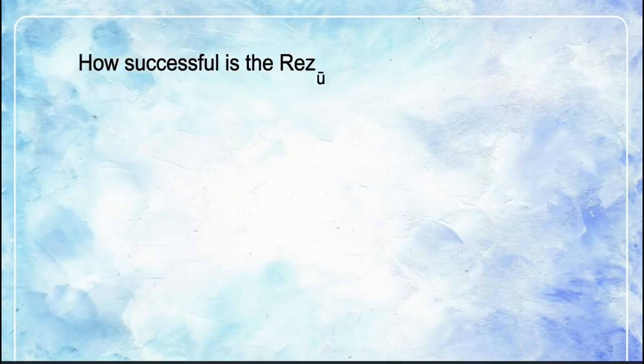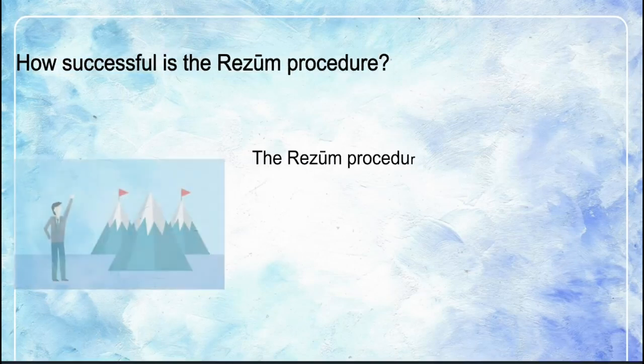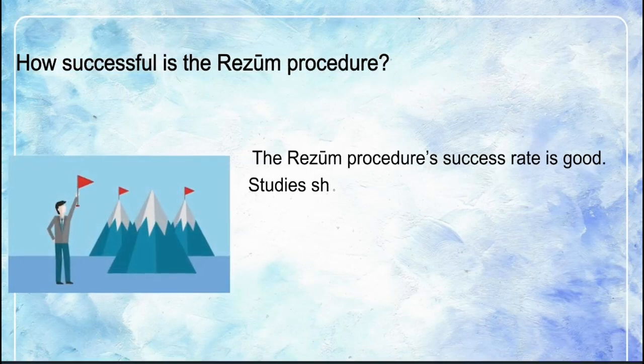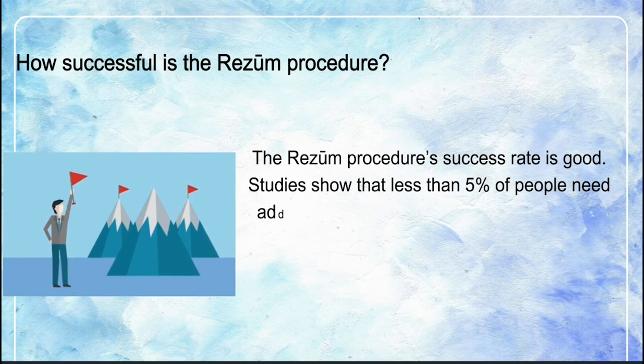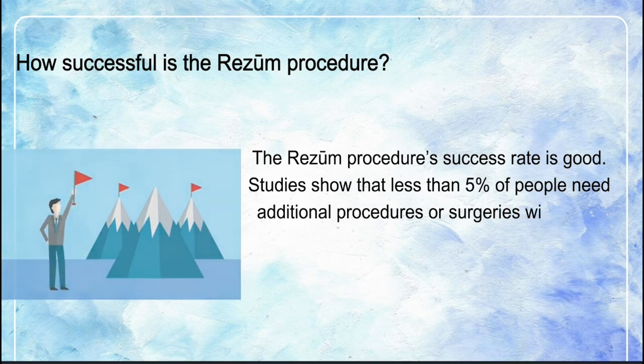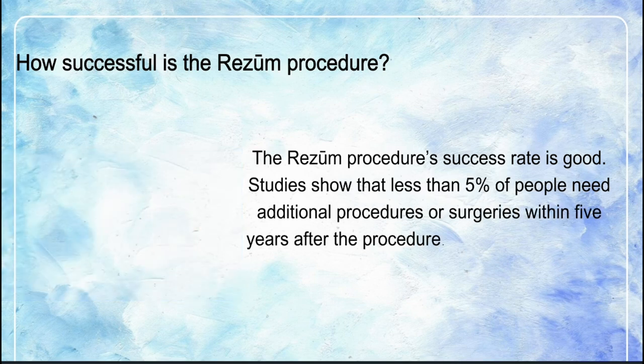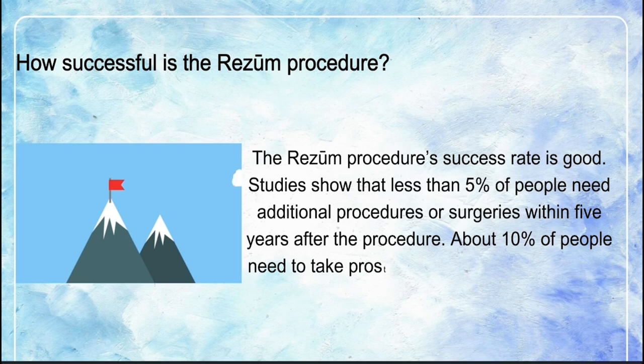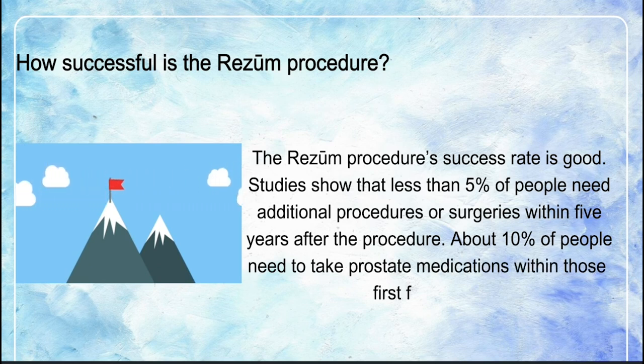How successful is the Rezūm procedure? The Rezūm procedure's success rate is good. Studies show that less than 5% of people need additional procedures or surgeries within 5 years after the procedure. About 10% of people need to take prostate medications within those first 5 years.